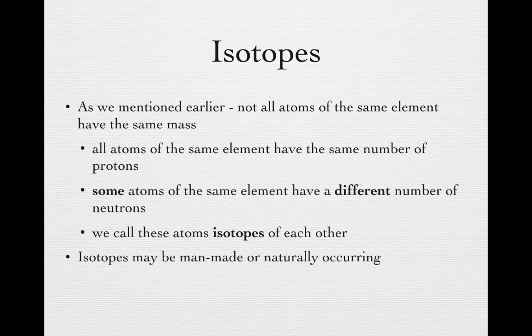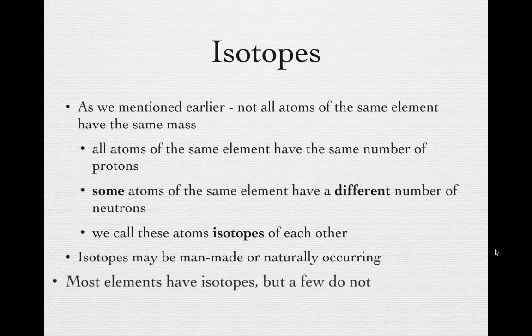And isotopes can be man-made. We have a lot of man-made isotopes. There's also a significant number of naturally occurring isotopes for the different elements. Now, most elements have isotopes. I should have said most elements have naturally occurring isotopes. Some do not. I think we probably have at least man-made ones for most of the elements.